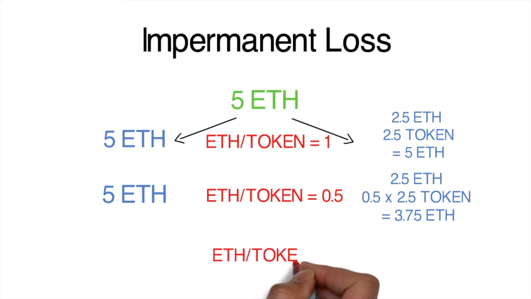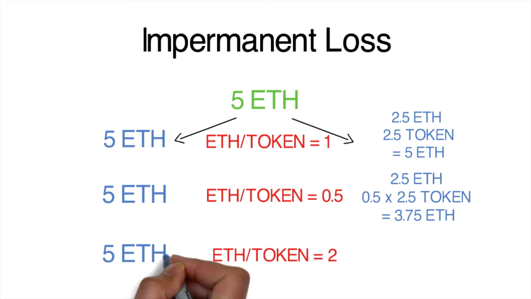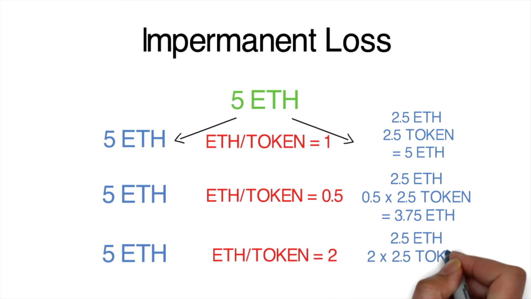In scenario 2, the price of token doubles. In the first case, you still have 5 Ethereum again. As a Uniswap liquidity provider, you would still have 2.5 Ethereum and 2.5 token, which are now, however, valued at twice the price as you've bought them. So you end up with 7.5 Ethereum.